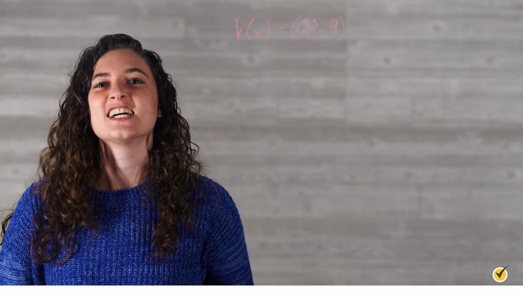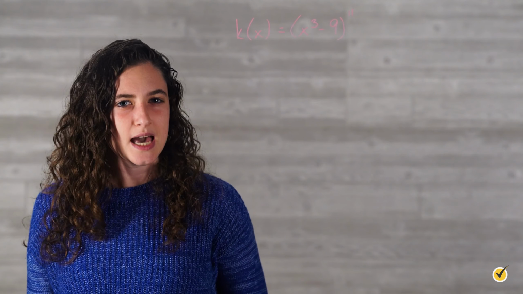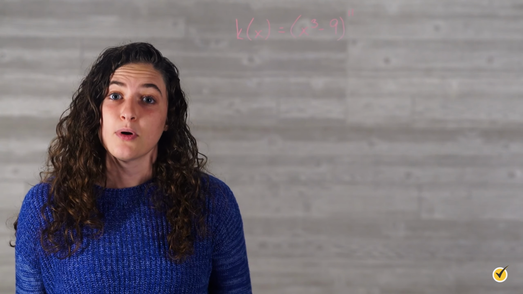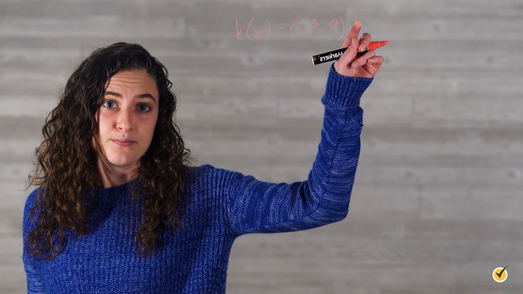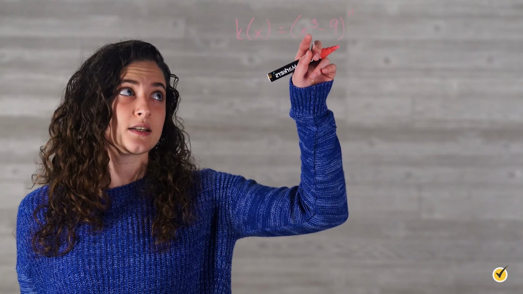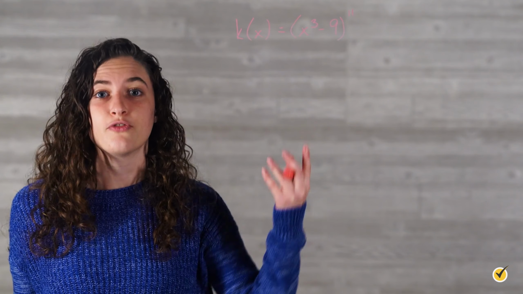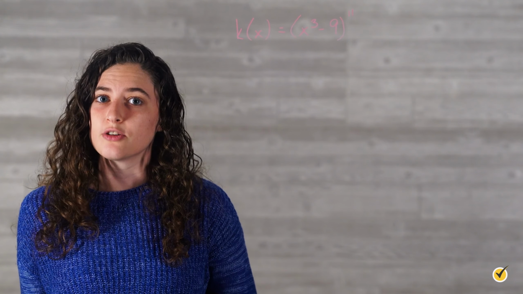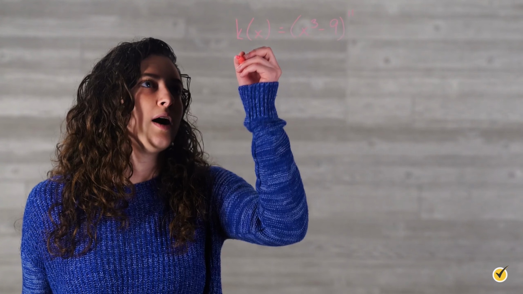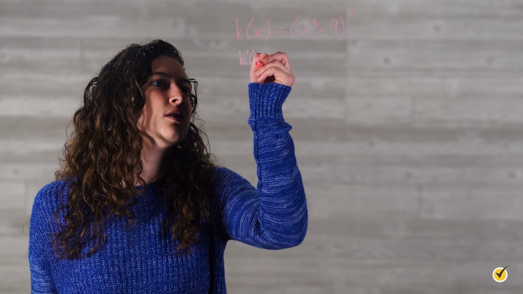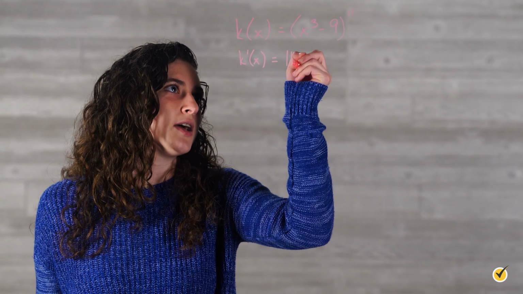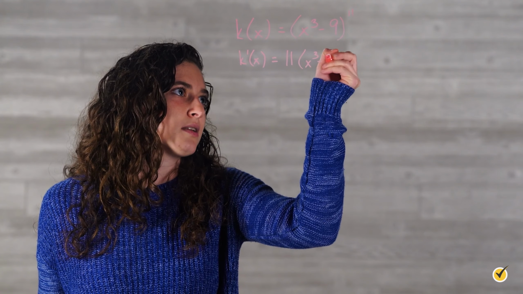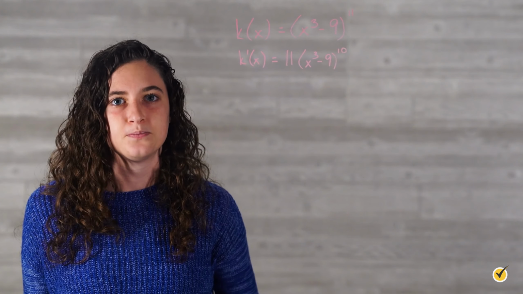Did you get it? Let's check your work now. What is the outer function? In this problem, it is the 11th power. The inner function is x cubed minus 9. The first part of the chain rule dictates that we write the derivative of the outer function with the inner function still inside of it. So we'll have k prime of x is equal to 11 times (x cubed minus 9) to the 10th power.